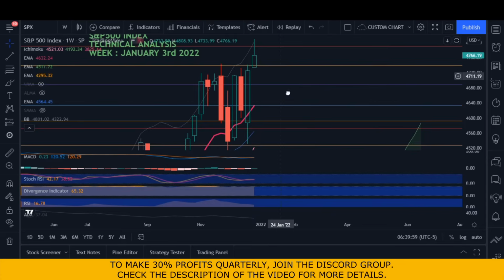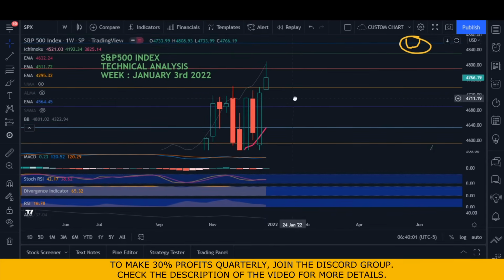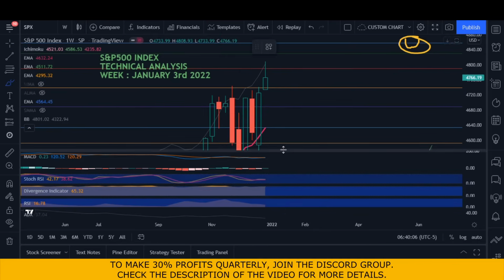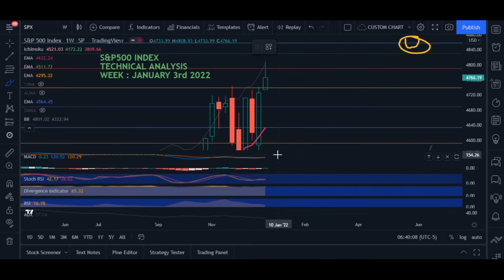Now comes some other technical indicators. First we have the MACD. Finally, after many weeks, the MACD is bullish, partially bullish. The MACD is 120.52 and the signal is 120.29 on the weekly chart.